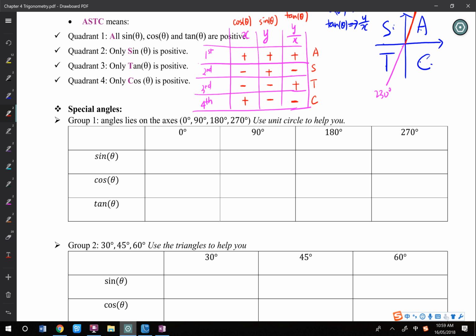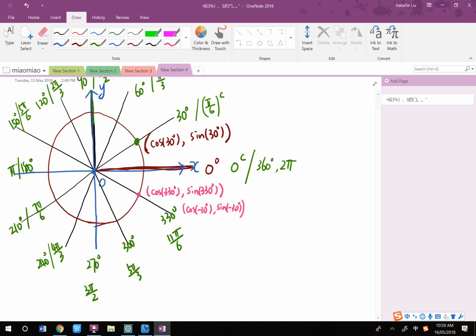So the angles on the x-axis or y-axis will be the first group of special angles. Why will they be special angles? Let's have a look at the unit circle we sketched here.